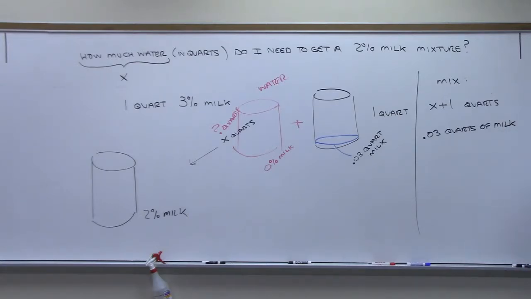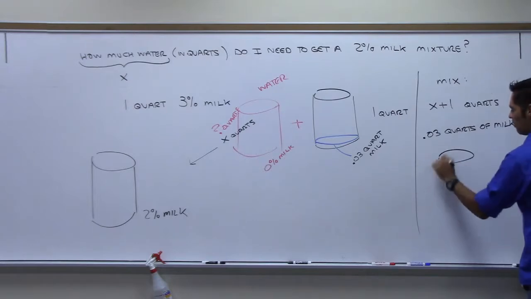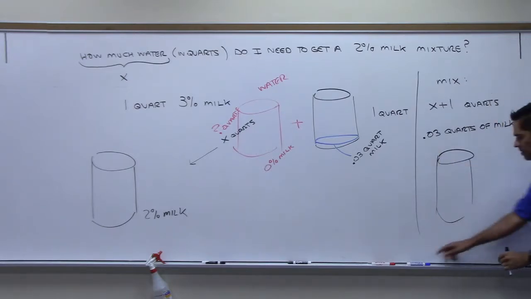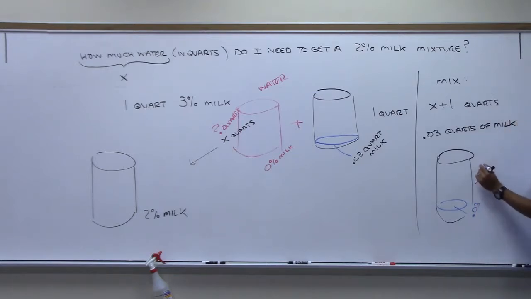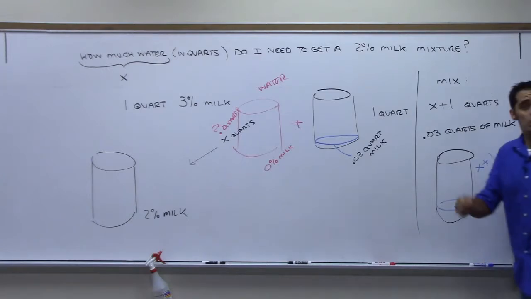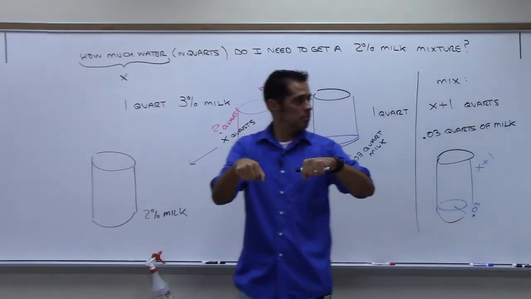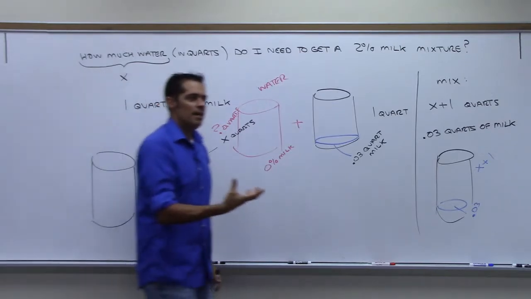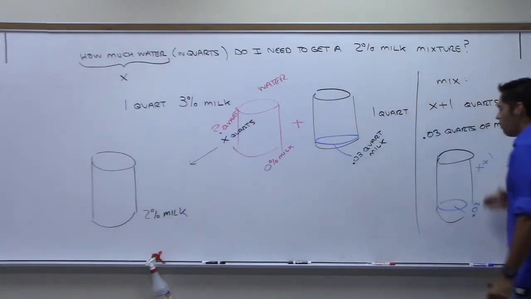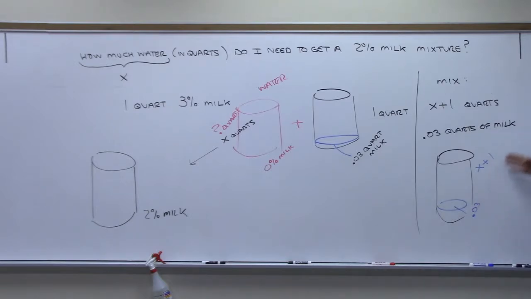You still with me? So in my drawing of my picture, I know that I've got a fixed 0.03, but now this is actually x plus 1 quarts. In the problem you just did, wasn't it 5.1 when you mixed the two? Right? 5.1 liters. Here we don't know what that is. But what do we know about this mixture? At the end of the day, it must turn out to be what? 2%.